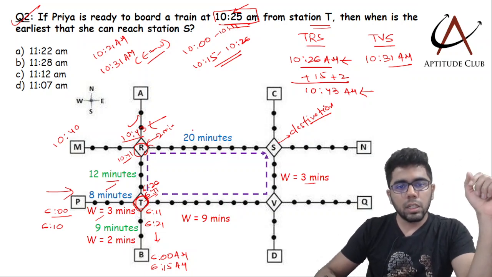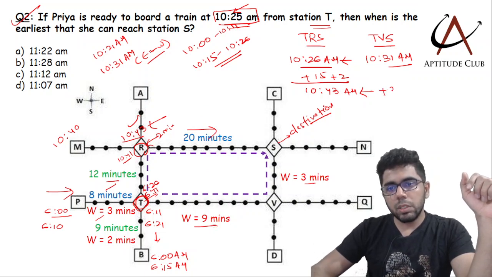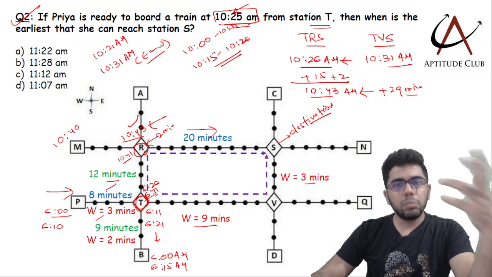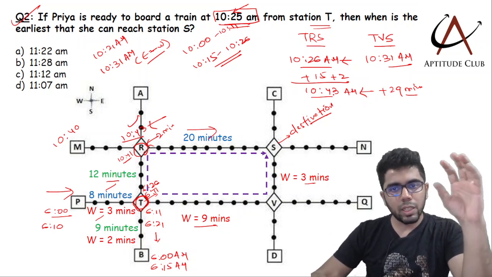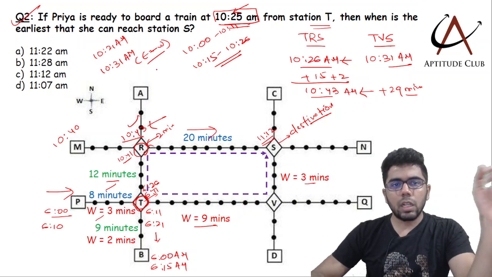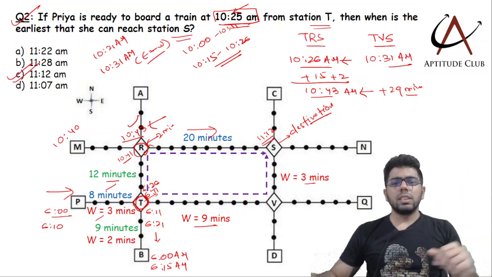Now how much time will it take? 20 minutes travel time and 9 minutes. So 29 minutes will now be added to 10:43. Then she reaches S. So what would 10:43 plus 29 minutes be? 17 minutes makes it 11 and 12 minutes. So she reached 11:12 here. And that is what our answer is. She has to reach till S. So 11:12. Simple calculation.